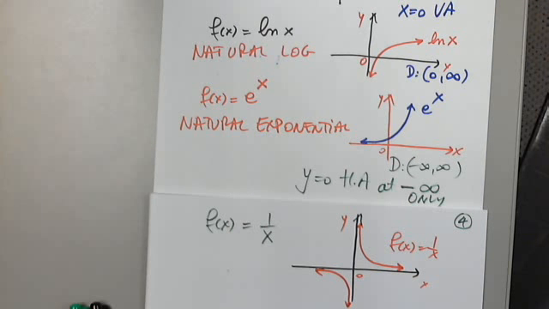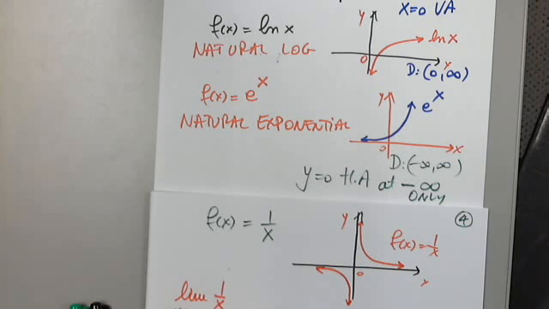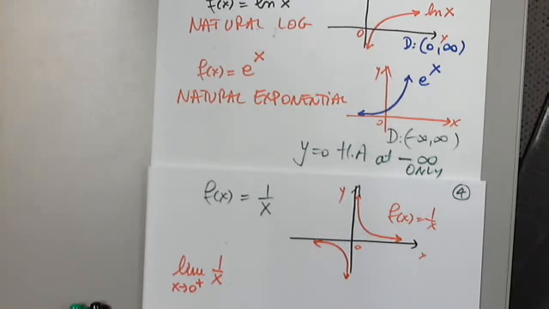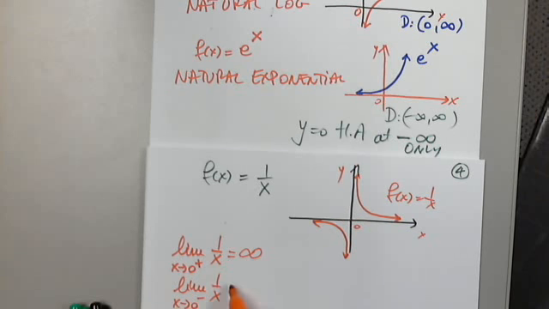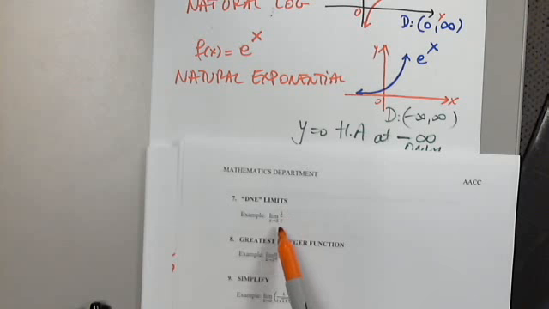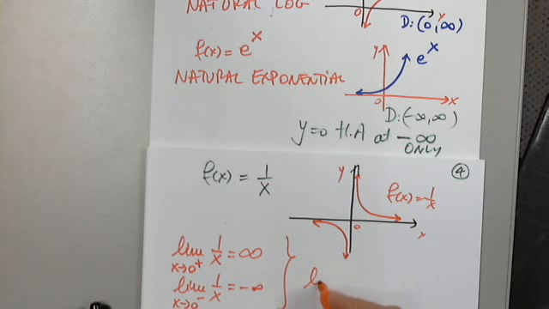So now, if I ask you what is the limit of 1 over x as x approaches 0 from the right, you will say, very good. And limit of 1 over x as x approaches 0 from the left, you will say. And then we have to fill this in. The limit of 1 over x as x approaches 0 from either side, what will you say? Correct. It does not exist.